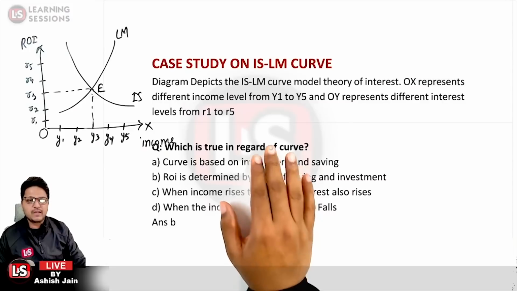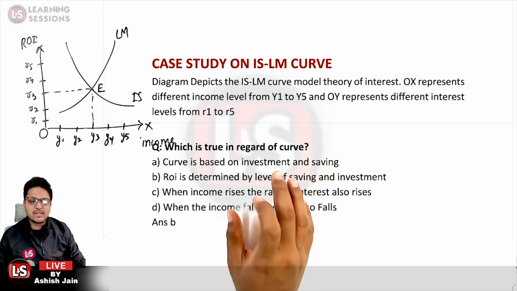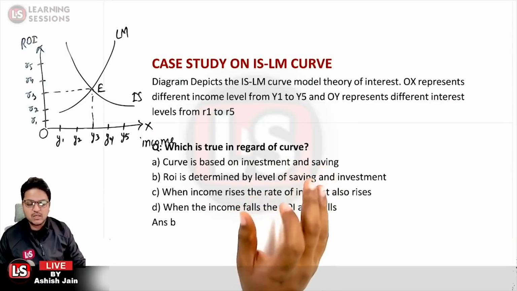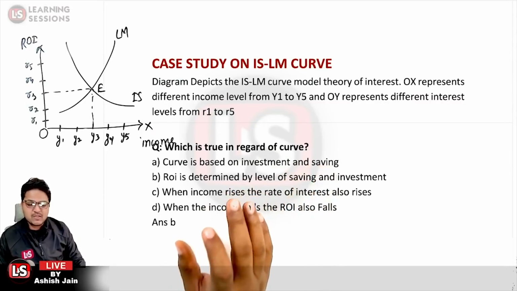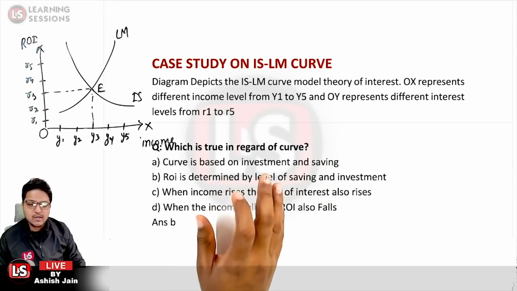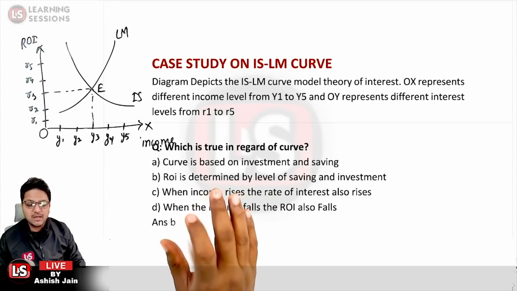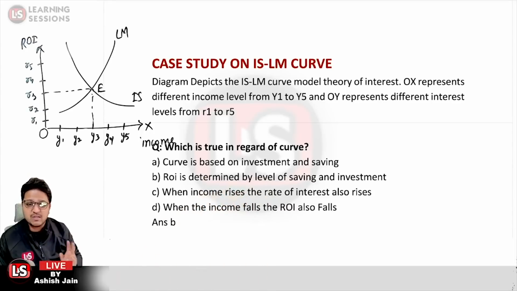OX represents the different income levels from Y1 to Y5. OY represents the different interest levels from R1 to R5. Okay, so the case study that is based on the IS-LM curve is basically a synthesis which was given by Hicks and Hansen from the classical theory of interest and the Keynesian theory of interest. So there was a synthesis between these two, and the IS-LM curve was given.